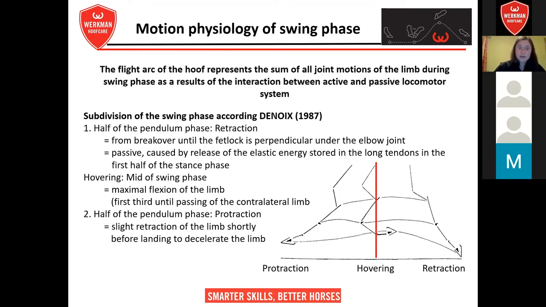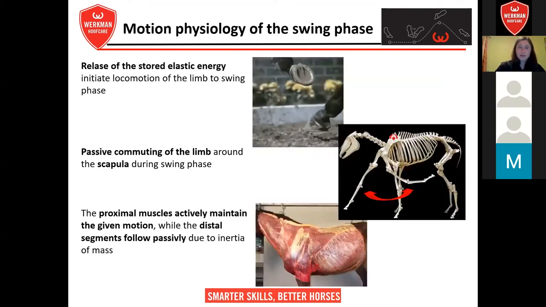And then the second half of the swing phase starts, and this is the protraction of the limb. And shortly before landing, we have a slight retraction just to decelerate the limb and to have less force acting during initial contact. So these are more or less the two phases we have. Just to conclude, the first phase is related to the release of the stored energy as shown in the video. Then the limb is more or less passive, swinging around the shoulder.